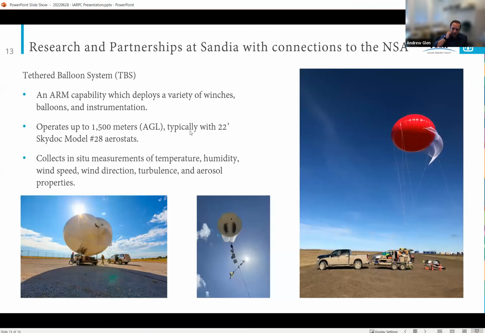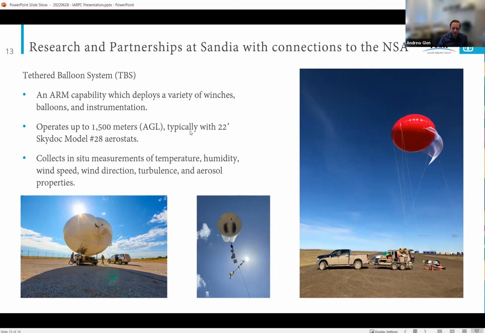Then I mentioned earlier as well, the tethered balloon system. I'm assuming you have some familiarity with this. People have seen this before, but this is another ARM capability that we manage out of Sandia. We've got a great team here that can fly these balloons, currently deploying down to Houston for the TRACER project, as well as Crested Butte for SAIL.